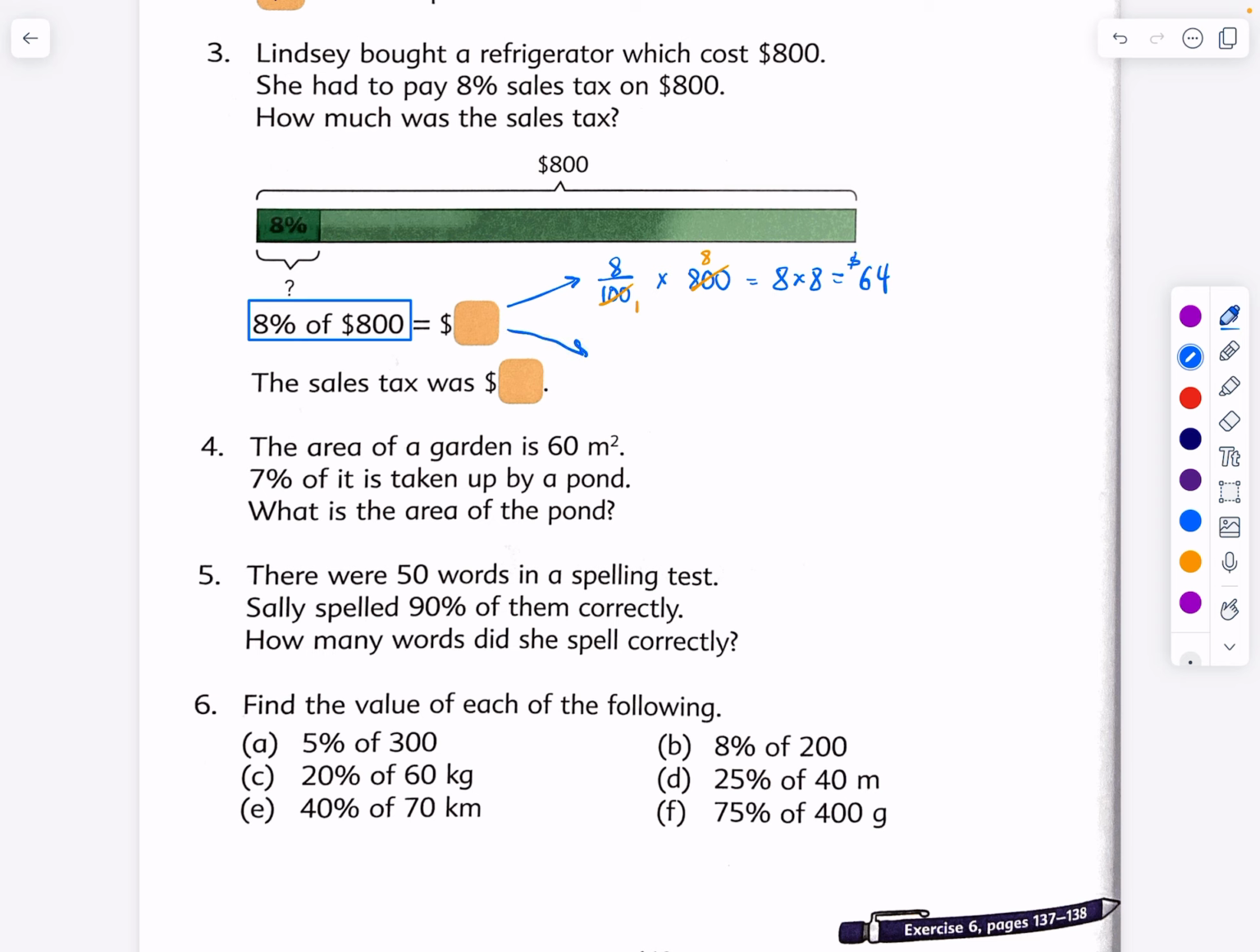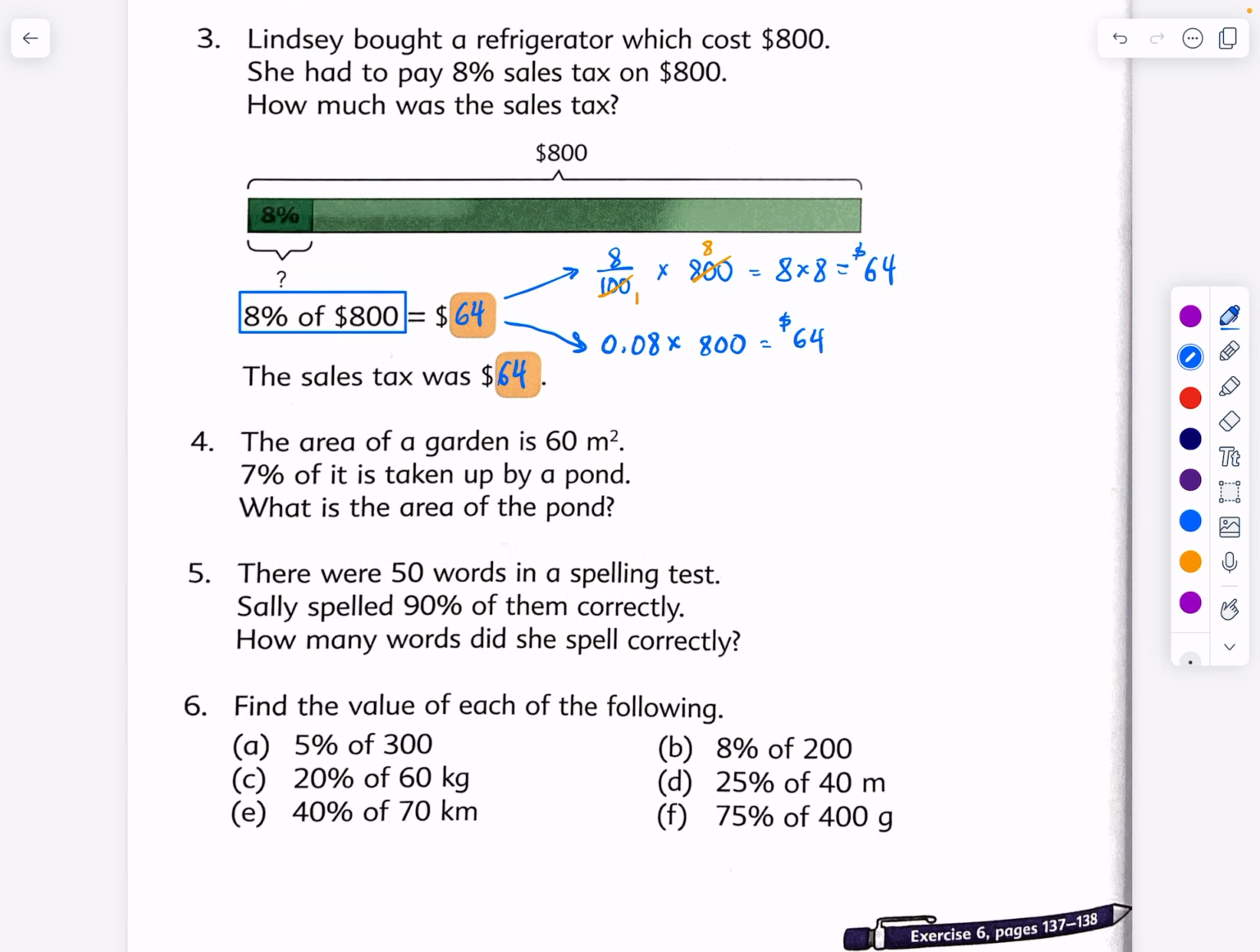Another way to think about it is 0.08 times 800. And 8 times 8 is 64, if you do multiplication of decimals, you will also get $64. Now, let's do the next problem.